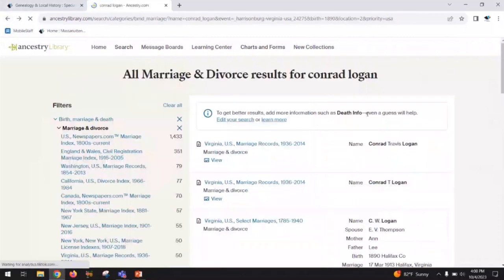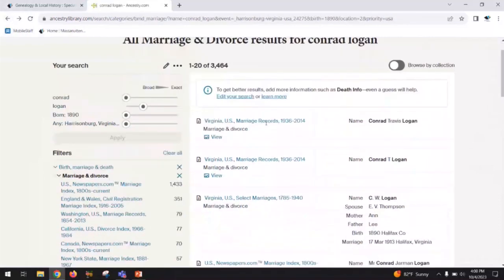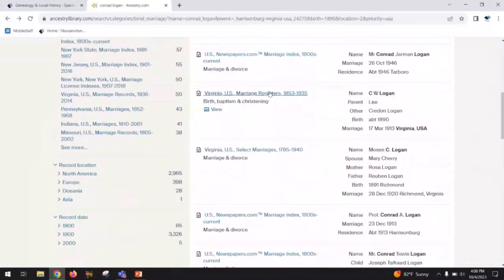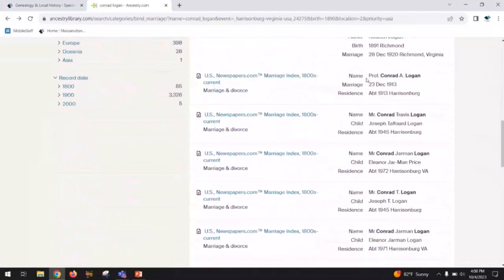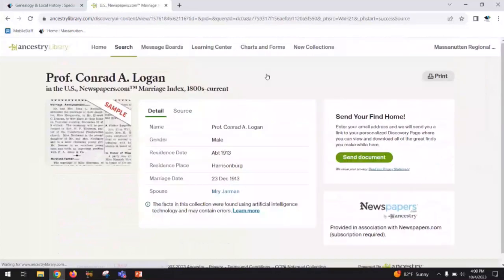All right. Then if you scroll down further, you can see a lot of these don't match the information we're looking for. But this one, it talks about Professor Conrad Logan in Harrisonburg. Now, his middle initial says A, but I'm still going to look at it because we know how badly they transcribe that middle initial. And here we can see the spouse is Mary Jarman. So we can say, oh, look, I think that they were married on December 23rd, 1913.